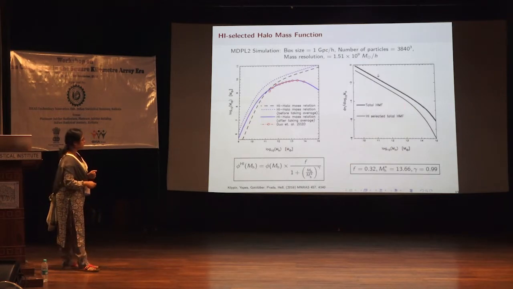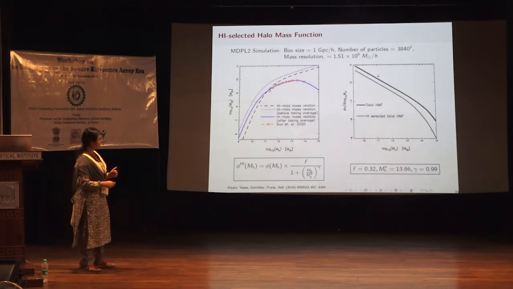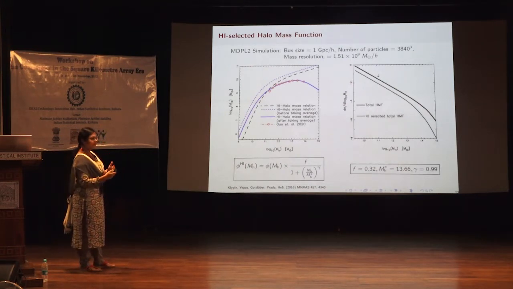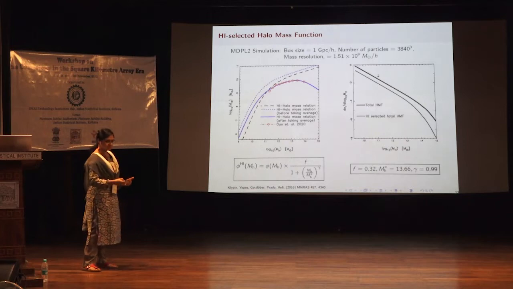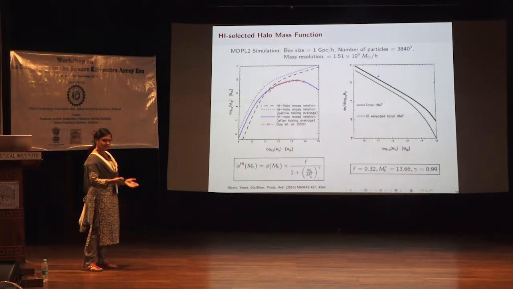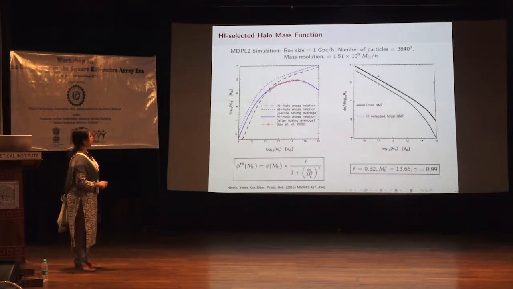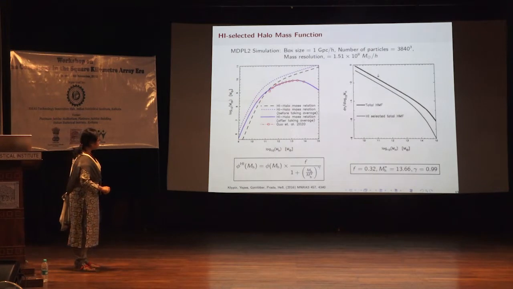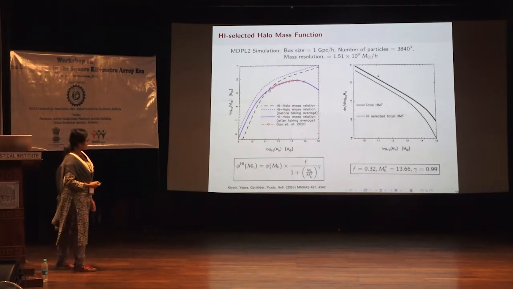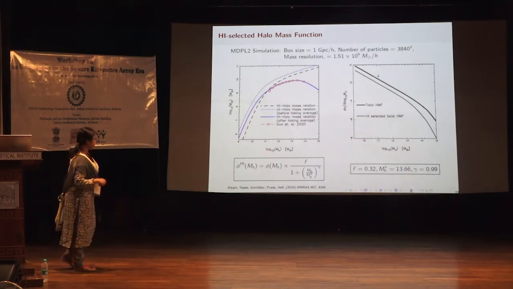So we will do that in such a way that the H1 selected halo mass function and our H1 mass function, if we do the abundance matching and we do the averaging for the total halo mass number of halos, that will match with these red circles. So we have done that using this parametric form.